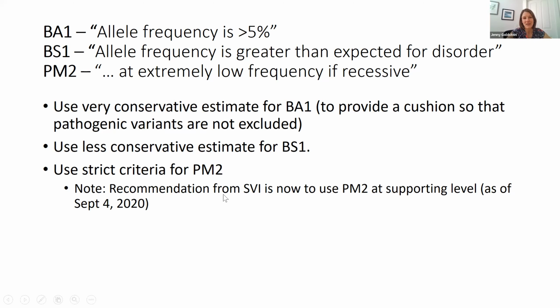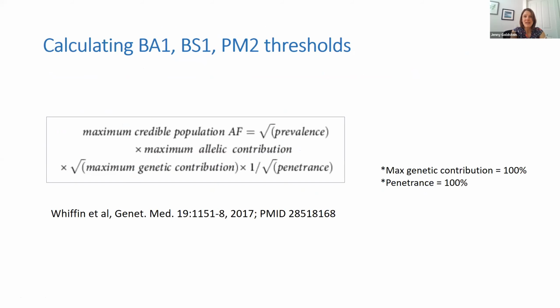I did want to note as well that the recommendation from SVI is now to use PM2 at the supporting level as of September 2020. So initially when our specifications were approved, we were using this at the moderate level, but now we're using it at supporting. Like many other VCEPs, we're using the CardioDB calculator to set our allele frequency thresholds, looking at the prevalence, the maximum allelic contribution, the maximum genetic contribution, and also the penetrance of the disorder.